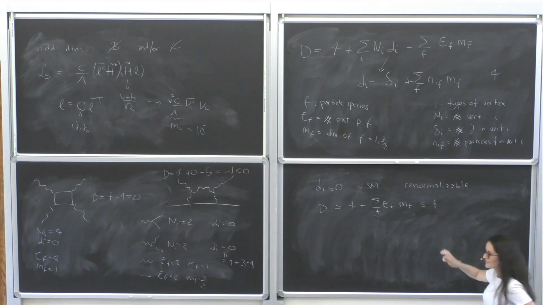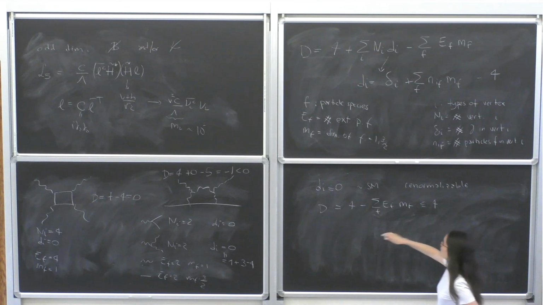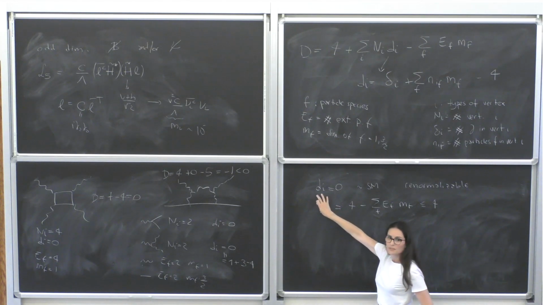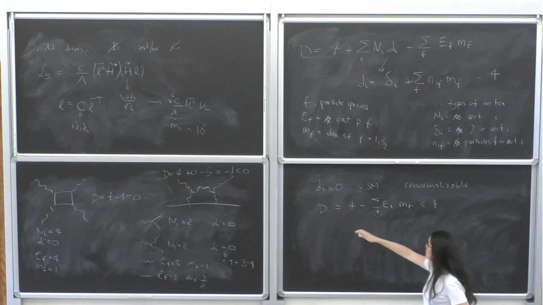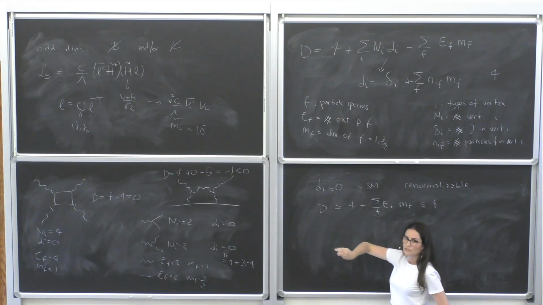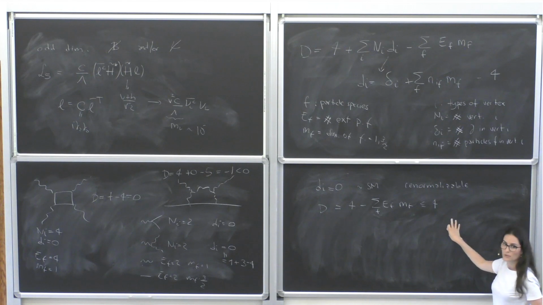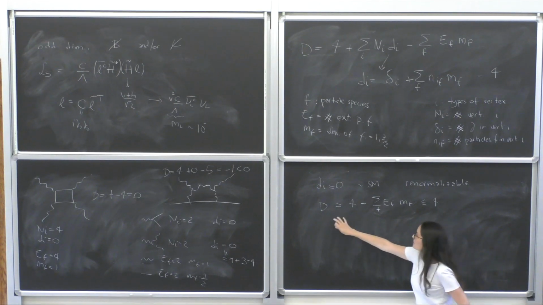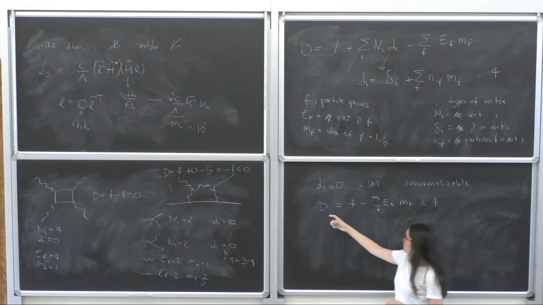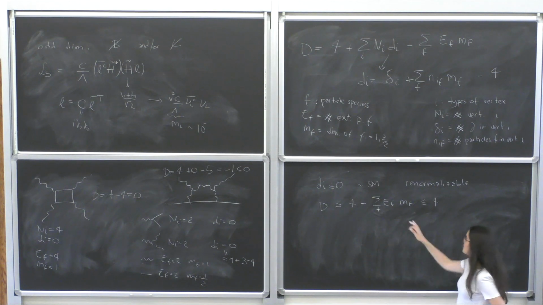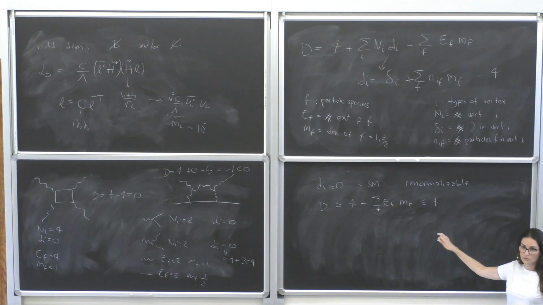So what happens here, I'm trying to go step by step. If you have an upper limit on the dimension of your interactions, your degree of divergence is bounded by this formula, okay? So you know that you will have divergences where this number is greater than 0. This is telling you that it has to be smaller than 4, okay?